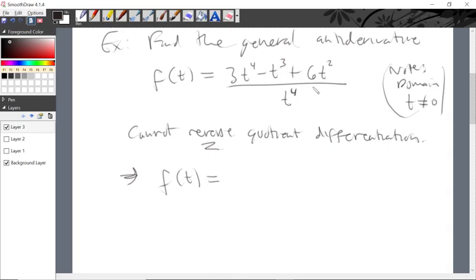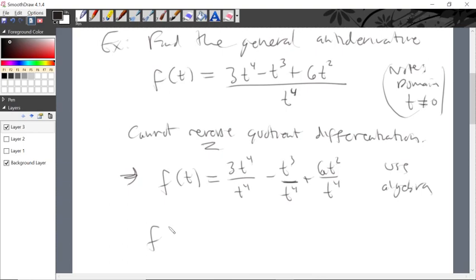We can write each of these terms over their common denominator is one thing we could do. 3t to the 4th over t to the 4th minus t cubed over t to the 4th plus 6t squared over t to the 4th. Let's use a little bit of algebra because we can. And then simplify each of these. So this is going to be just 3 for the first term. We have minus 1 over t, or t to the negative 1 is that next term. And then we have, what is this, 6 over t squared.